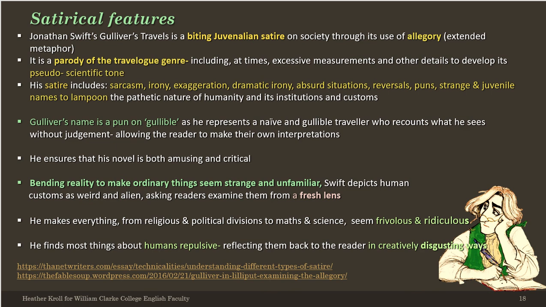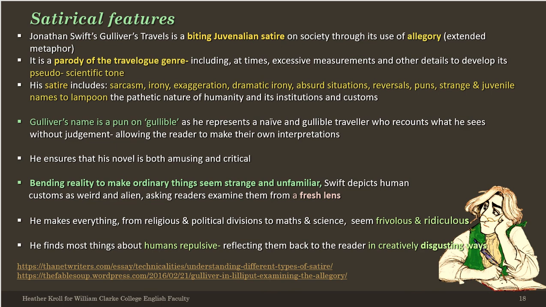So the different forms, particularly the non-mimetic, but also mimetic forms of literature, enable us to see the ideas with fresh eyes or a fresh lens. Swift makes everything from religious and political divisions to maths and science seem frivolous and ridiculous. He finds most things about humans repulsive, reflecting them back to the reader in creatively disgusting ways. He has a particular fascination with whores and wee.